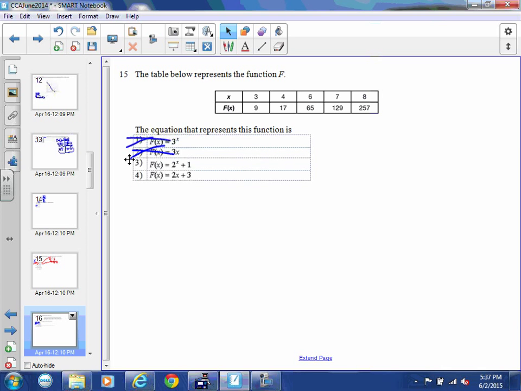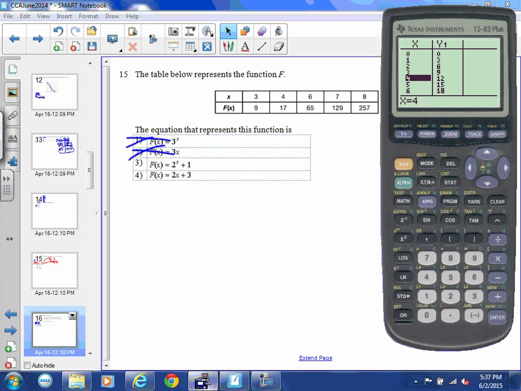Next choice, 2 to the power of x plus 1. Table, does it go through 3, 9? Yes. 2, 17, or 4, 17, yes. 6, 65, yes. 7, 129, yes. 8, 237, yes. That's my answer. Don't get this one wrong.